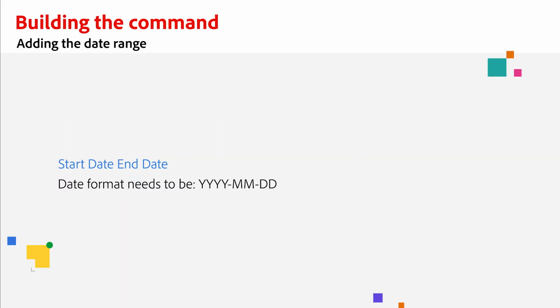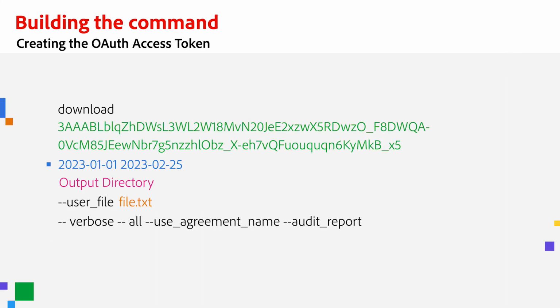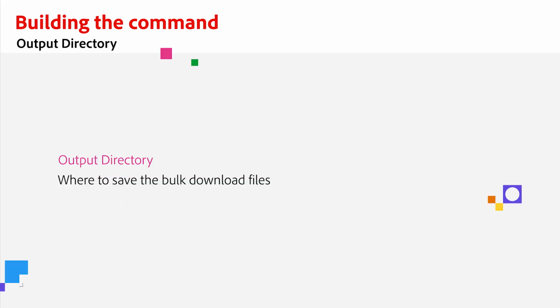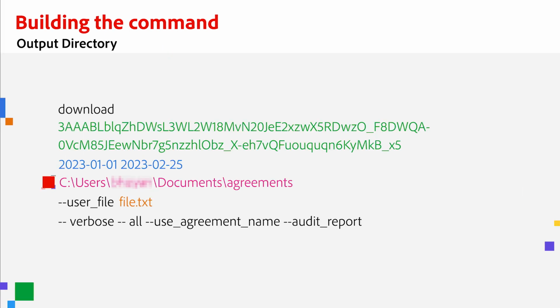Next, we need to add the date range we want the command to search within for documents. Make sure the date format is a 4-digit year, then a dash followed by a 2-digit month, then another dash followed by a 2-digit day. Just like we have in the past, we can copy the path name to the folder containing our download application and user text file from our File Explorer window and paste it here.